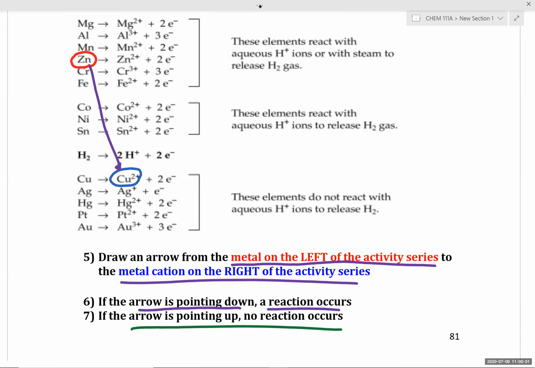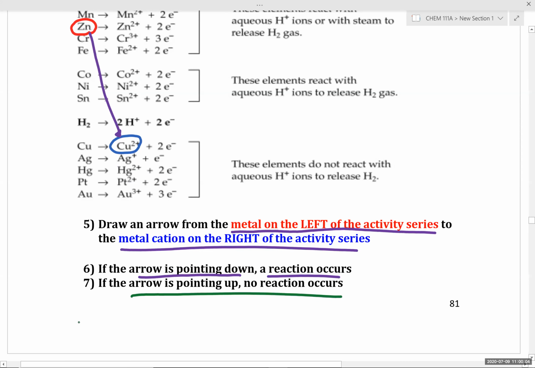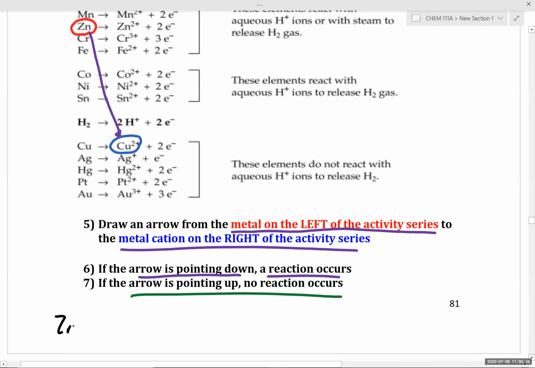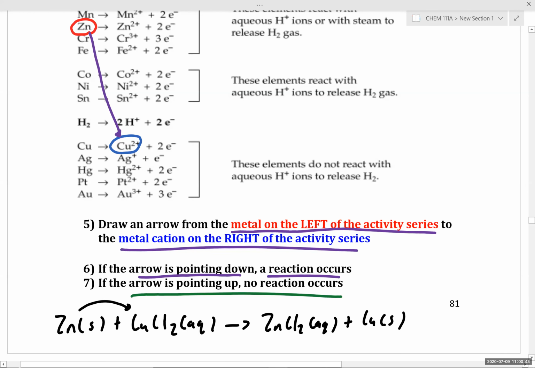So then, looking at our reaction, if we have zinc reacting with copper chloride, is zinc above copper? As our arrow is pointing down, following these rules, does an actual reaction occur? Yes, okay, so zinc is going to displace copper. That gives us zinc chloride aqueous and copper solid.